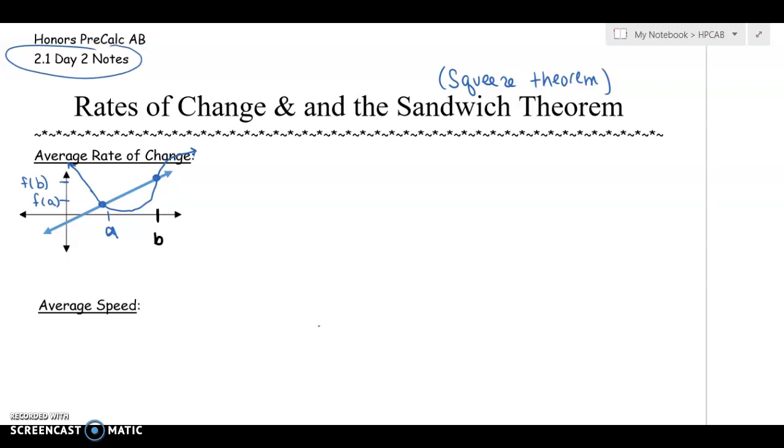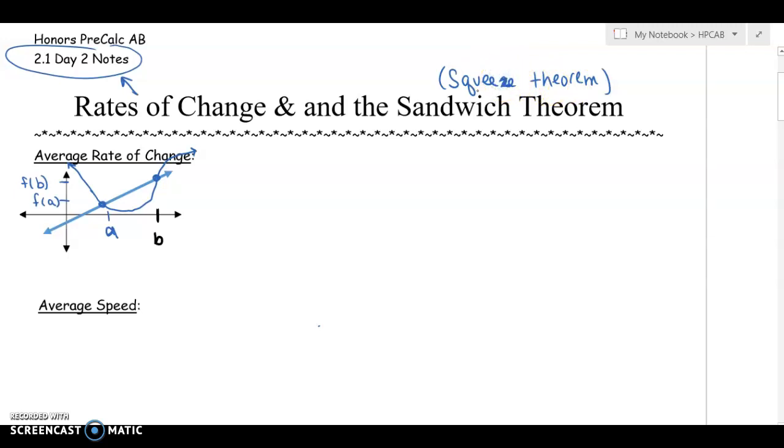Hello, Precalc. We are continuing 2-1 today. You should have the 2-1 day 2 notes out. We're going to be talking about rates of change. Rate of change is kind of synonymous with slope. And the sandwich theorem. Another name that you might see is squeeze theorem.